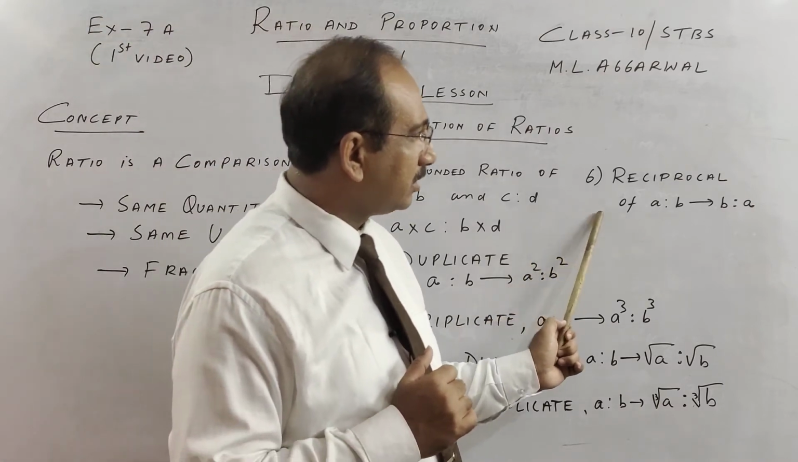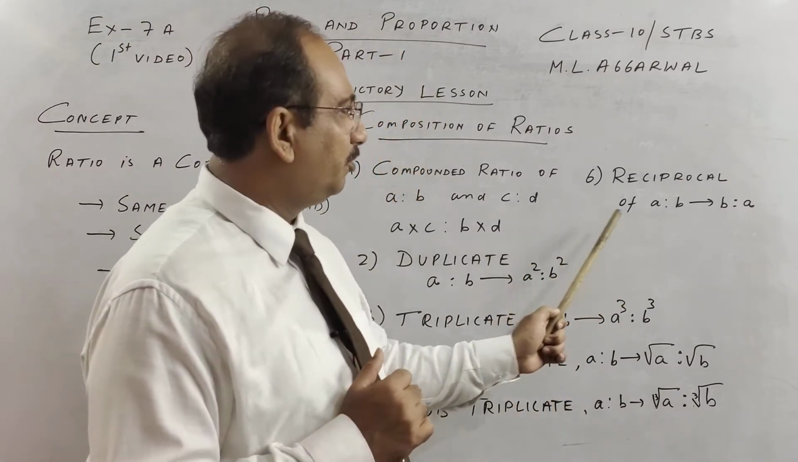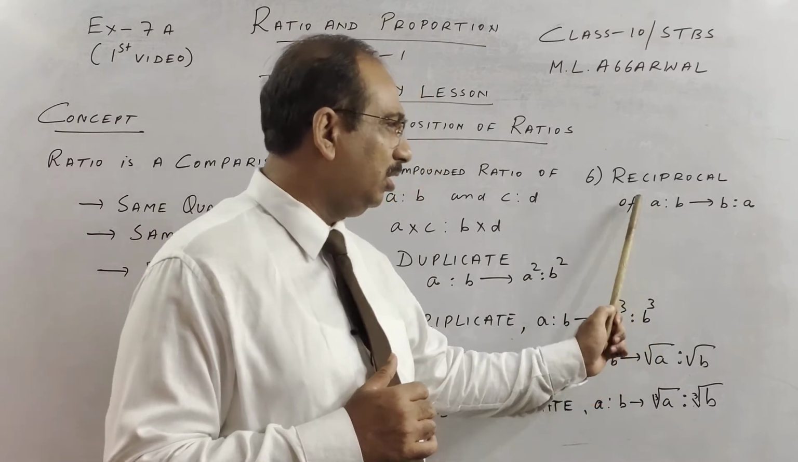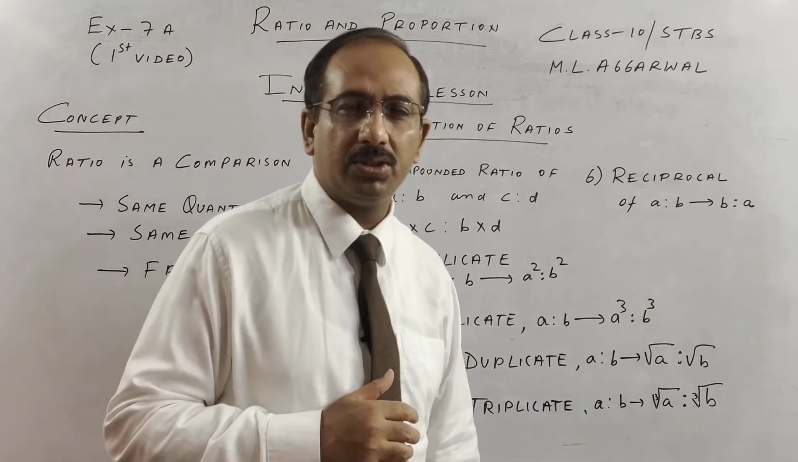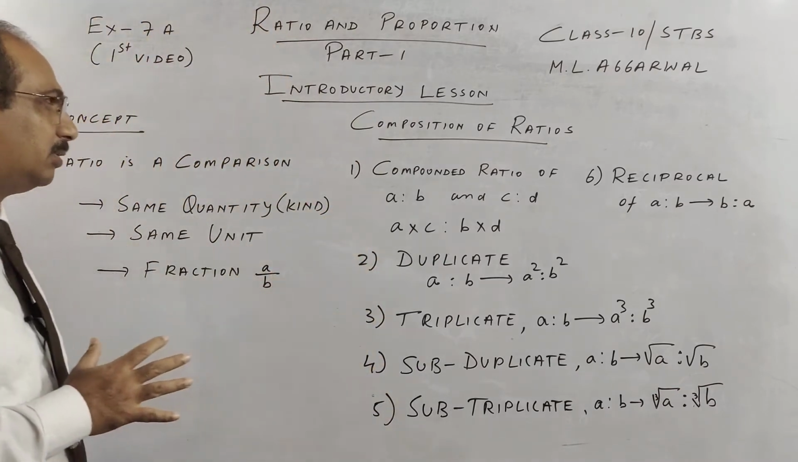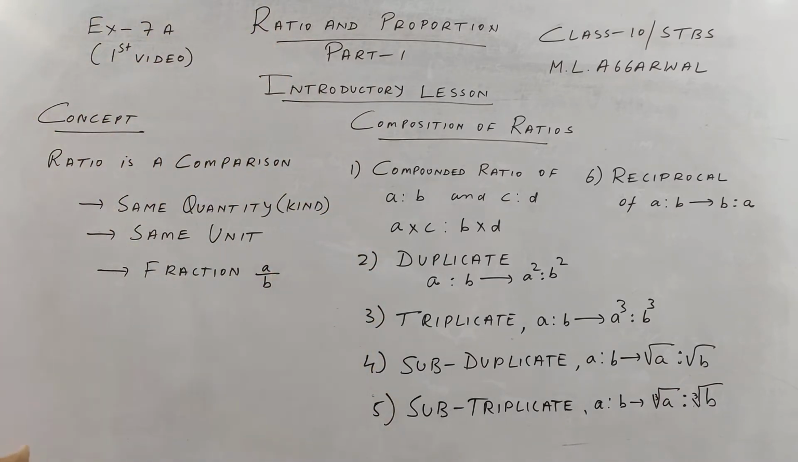Last but not the least, reciprocal ratio. Reciprocal means 1 upon, so A is to B becomes B is to A. So this is the basic concept of ratio. We will do the first few questions of exercise 7A. So kindly pause the video, children, and copy.